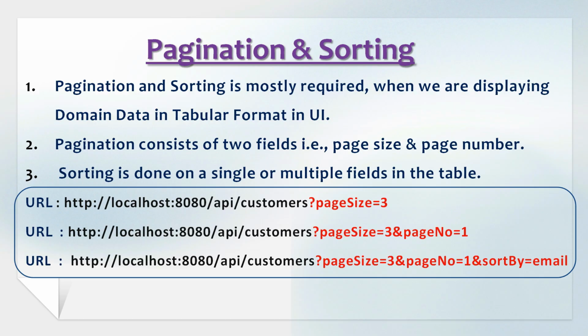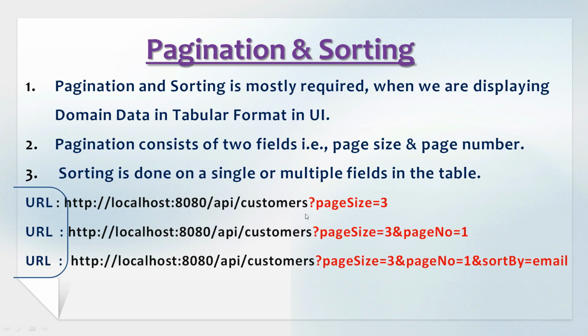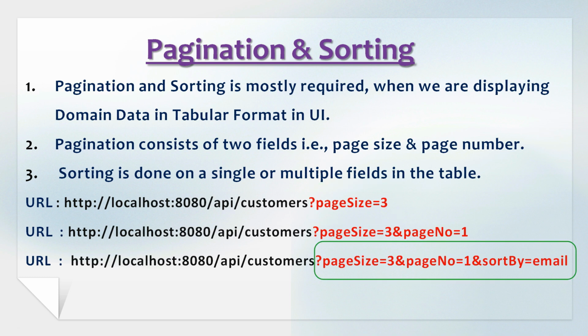We will construct these URLs in the upcoming videos. After this URL, question mark page size is equal to 3 means here we are using query parameters to provide page size, page number and sort by, like that. Okay, we will implement pagination and sorting in next video.